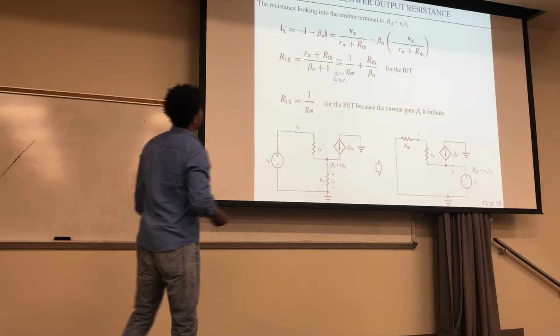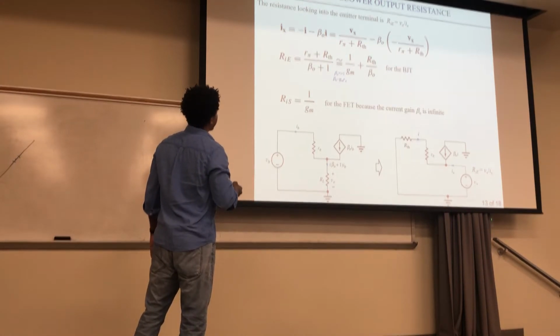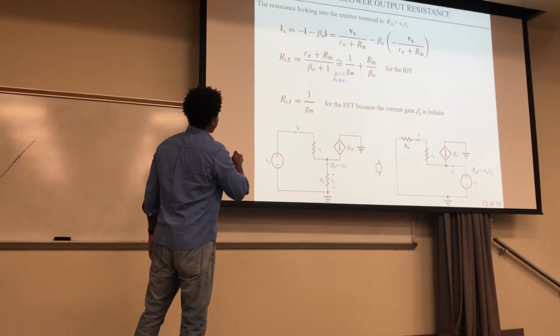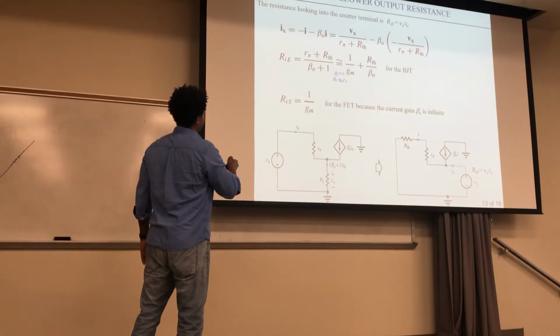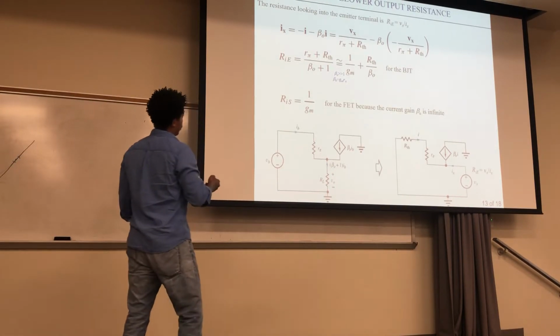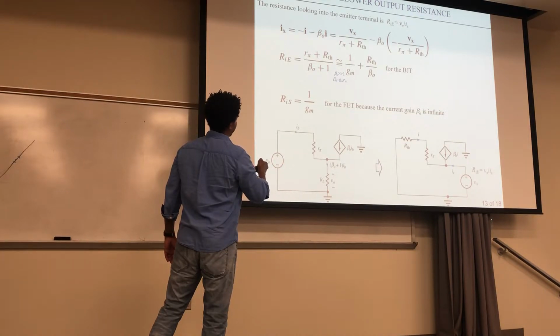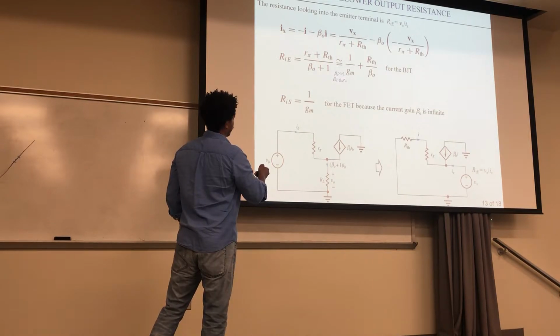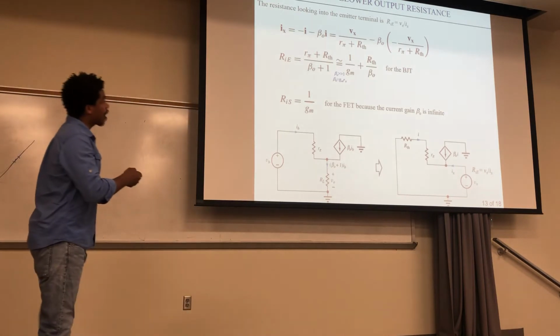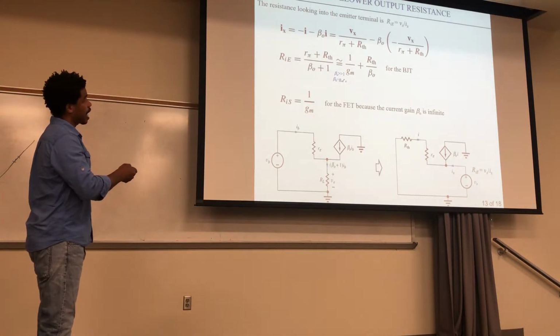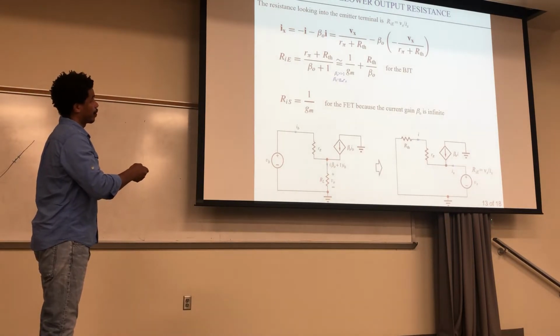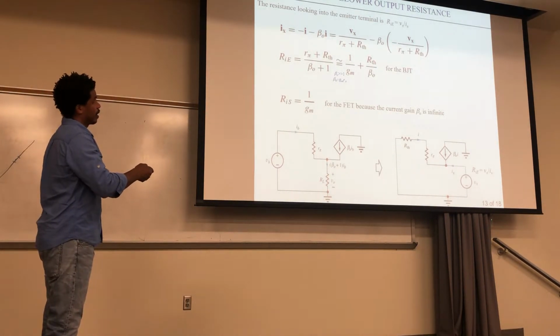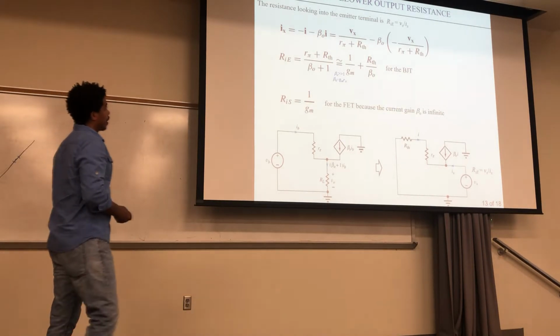Okay, and then once you have that, you can take your Ix and your Vx, which you can factor out, and that ratio is going to be your RIE. Then you can make your approximation by saying beta is much greater than 1, and beta is equal to Gm and R pi, then you get this expression. Now, this value right here is oftentimes much greater than this value. If it's a lot greater, then you could just neglect this value right here.